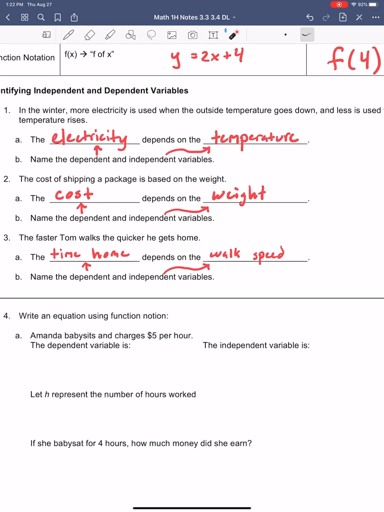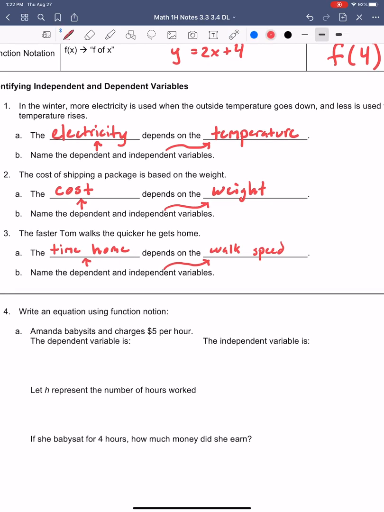We'll go ahead and write a couple equations here. It says Amanda babysits and charges $5 per hour. We would identify the dependent variable and the independent variable. The independent variable here is going to be the hours. You'll notice oftentimes the independent variable is going to be time, something that we can't control, also temperature. In this case, that's going to influence how much she makes, or her earnings. So her earnings depend on the number of hours that she works.